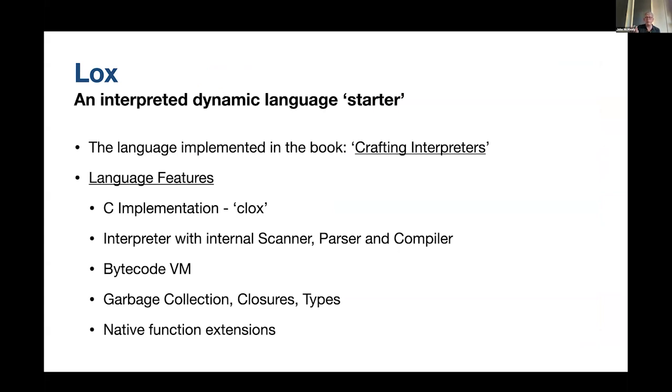The book actually does two implementations, one in Java and one in C. And it's a modern interpreted language in the sense that it doesn't just interpret your code. It scans it, it parses it, it compiles it, then it runs it on a bytecode VM. It's got modern language features, garbage collection, closures, types.